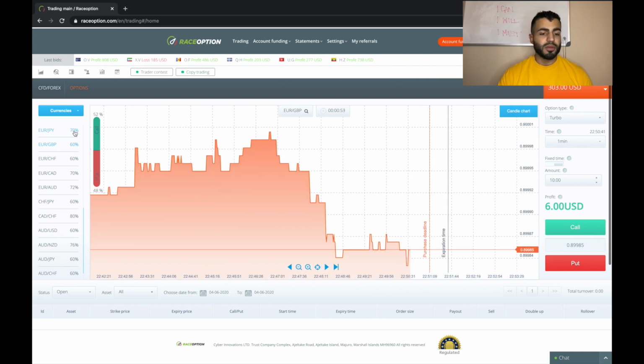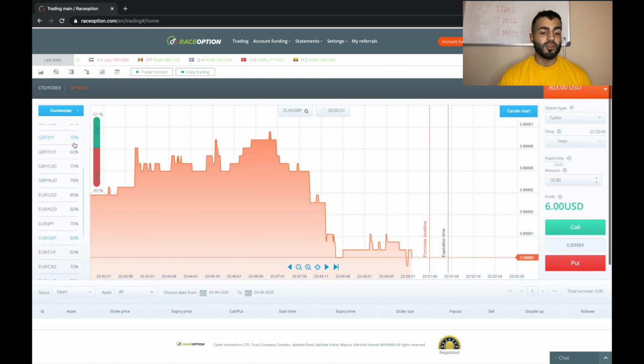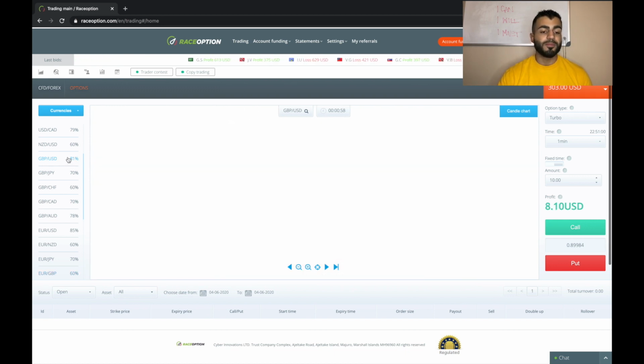Now, as you can see, there's a percentage sign right next to every single currency. And this is what we call the payout. The payout is how much money you're going to be making from the specific currency, how much the broker is paying out for a winning trade that you take with that specific pair. So for example, if we go to GBP USD, we see that it's paying out 81%.